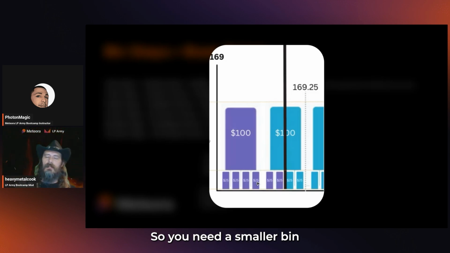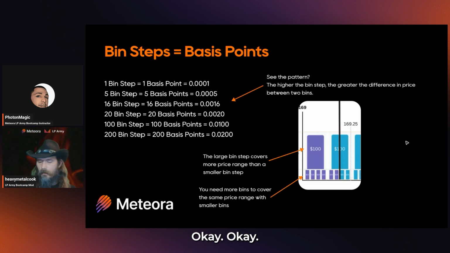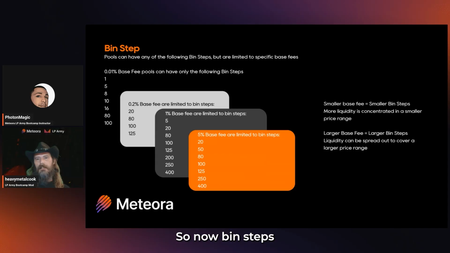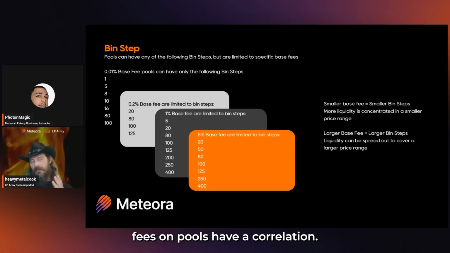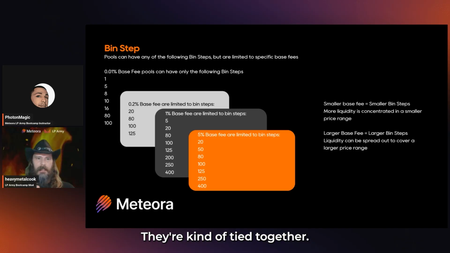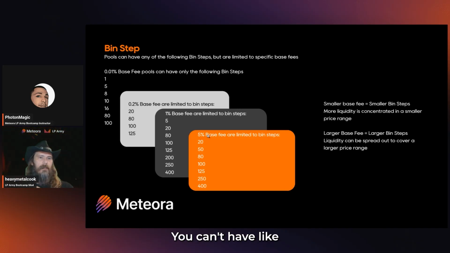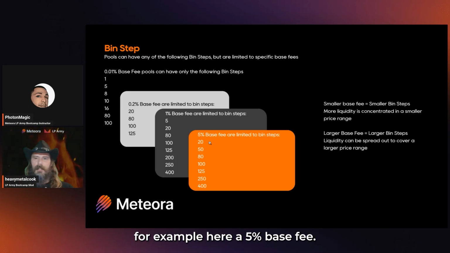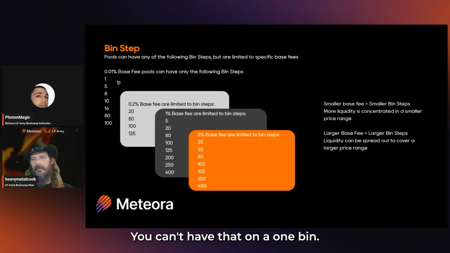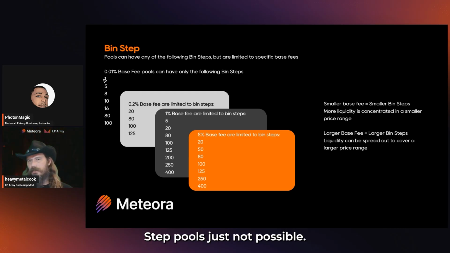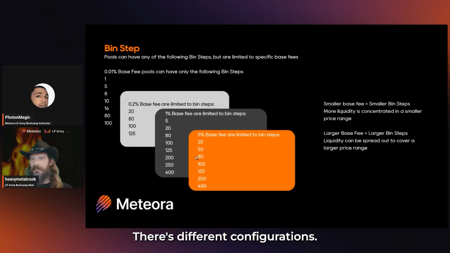So you need a smaller bin step for it to go through. Okay, so now bin steps and base fees on pools have a correlation. They're kind of tied together. You can't have, for example, a 5% base fee on a one bin step pool. It's just not possible. There are different configurations.